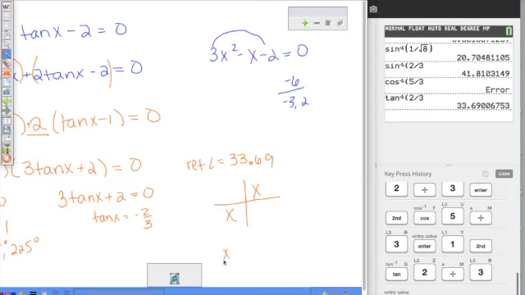So this is x. So 180 minus 33.69, that's going to be 146.31. And then in quadrant 4, that's going to be 360 minus 33.69. That's going to be 326.31. Okay. So guys, that's just an extra example I did in there for fun, and you can thank me later because these are definitely going to show up.